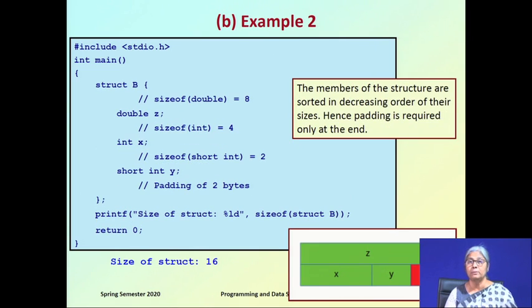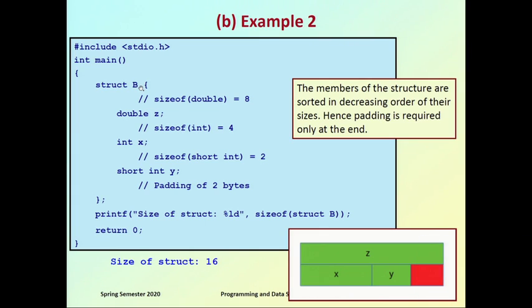Now, another example. Again one struct B, and here the first one is double z. Again there are 3 member variables, z, x and y, but the ordering of declaration is different. First we define double z, which is 8 bytes, then int x, 4 bytes, and then 2 bytes.